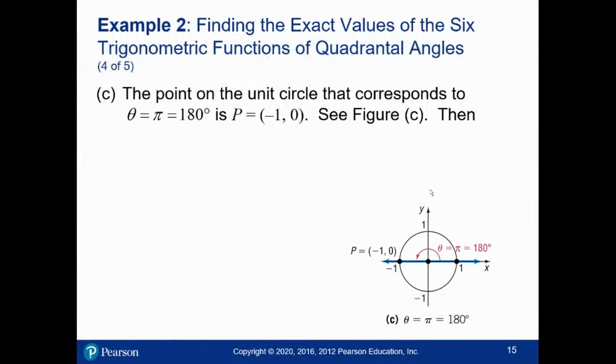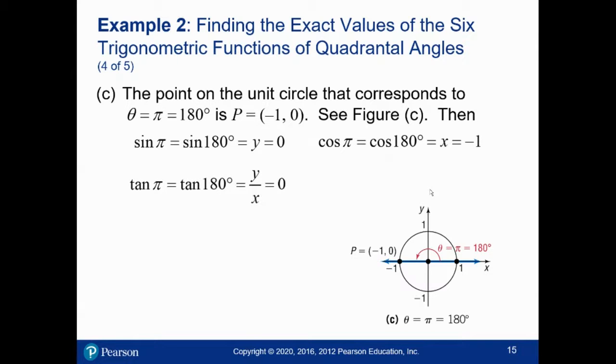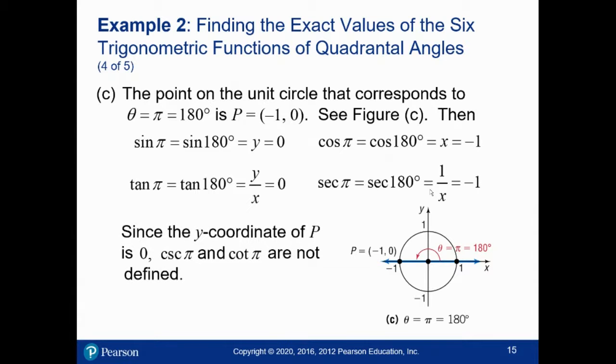Okay. 180 degrees points directly left, and the coordinates of that point are (-1, 0). So the y-coordinate is 0, that's the sine. The x-coordinate is -1, that's the cosine. The tangent is y over x, which is 0. The secant is 1 over x, which is also -1. But again, since the y-coordinate is 0, cosecant and cotangent aren't defined because you can't divide by 0.